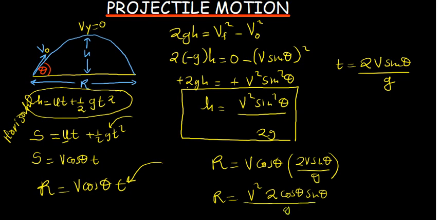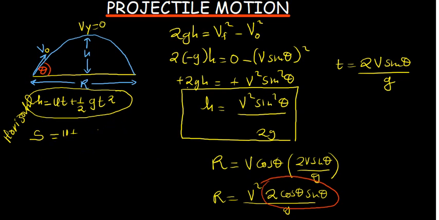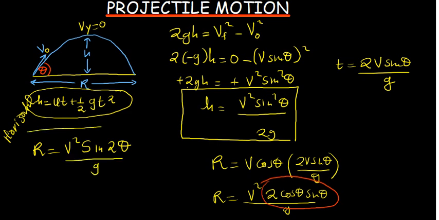Now, you are going to understand this on identities. Whenever you see 2 cos theta sin theta, this can be written as a double angle. Therefore, r is going to be given as v squared, and then 2 cos theta sin theta is the same as sin 2 theta, and then divided by g. So this is how you find the horizontal range of a projectile. That's the formula.